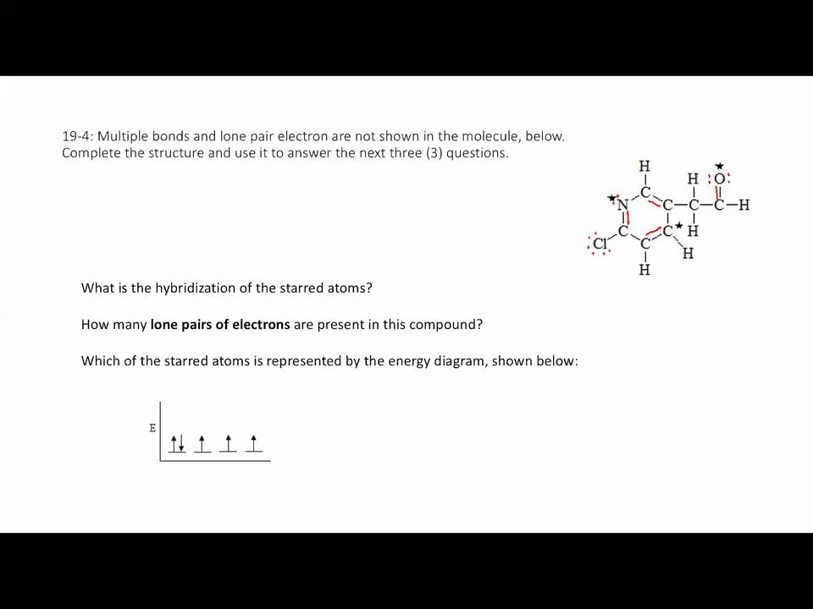So what is the hybridization of the starred atoms? So if you look at the starred atoms, carbon, nitrogen, and oxygen, they all have 3 electron pairs in a trigonal planar arrangement of atomic orbitals. So you have 3 sp2 hybrid orbitals with 120-degree angles between them. All of these starred atoms have double bonds, which always corresponds to 1 sigma bond. All of these starred atoms exhibit sp2 hybridization.